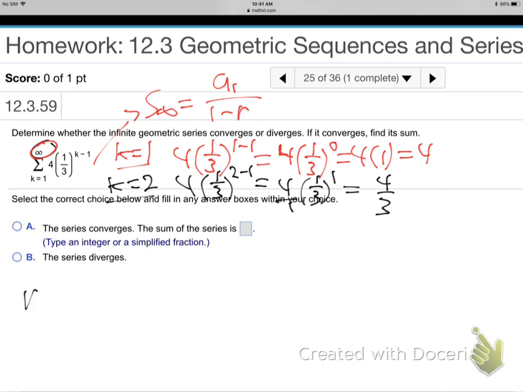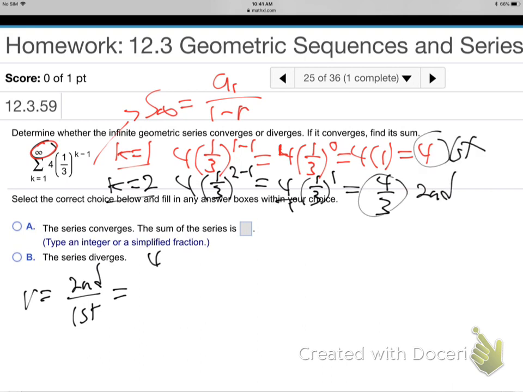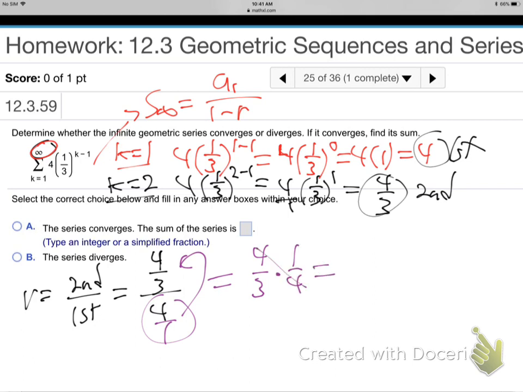And so then the R, second term over first term. Put that over 1, grab it, flip it up. 4 thirds times 1 fourth cancels. R is 1 third.